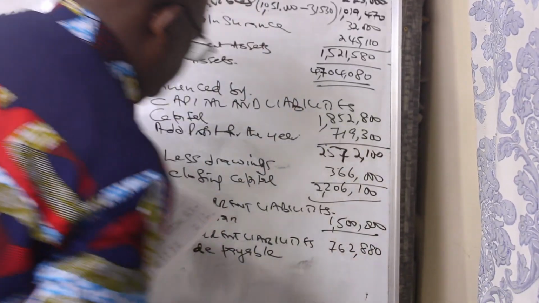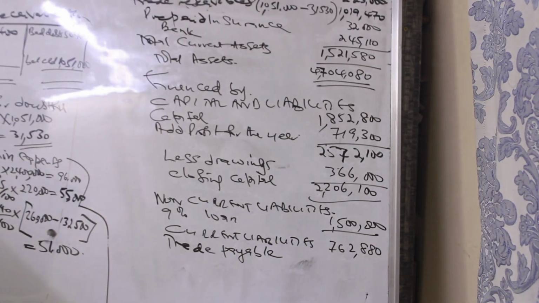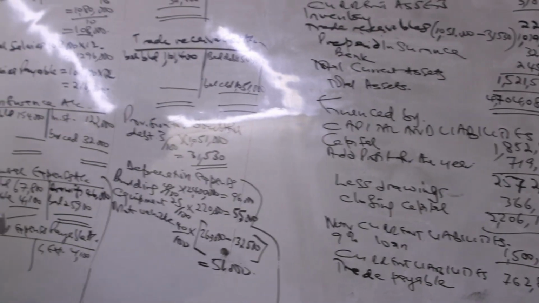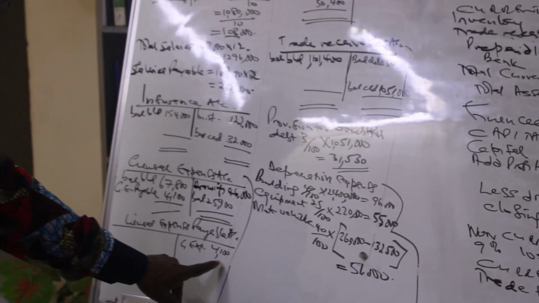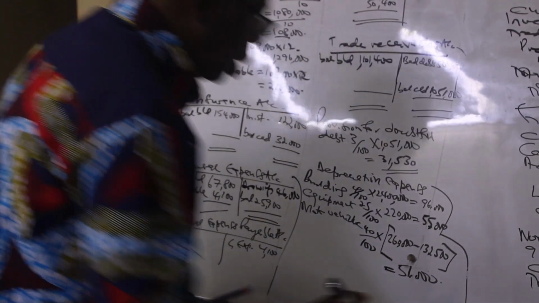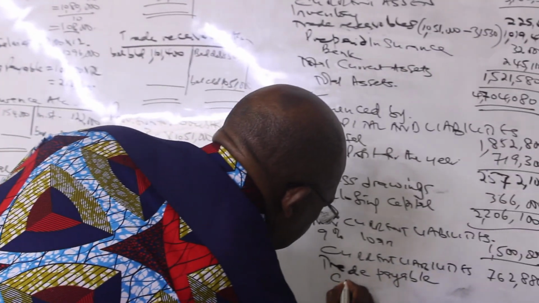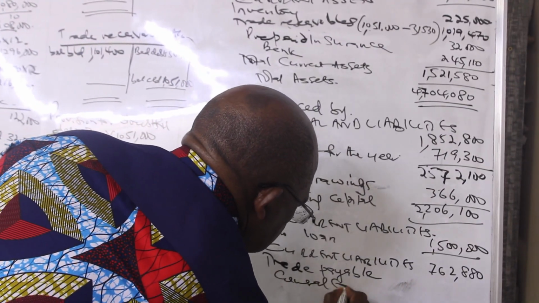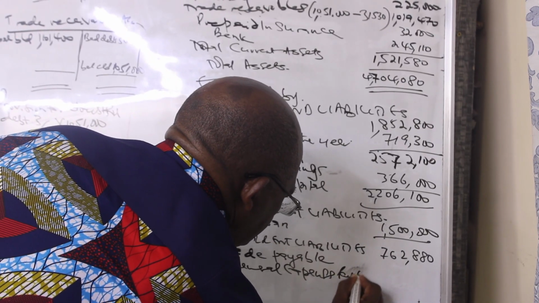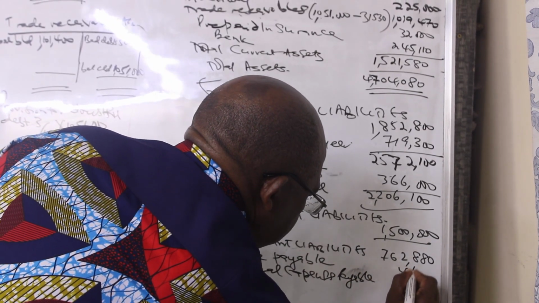762,880. We ask ourselves, do we have any other payables which are shown here in our workings? We have general expenses payable here. General expenses payable of 4,110. Any other payable?